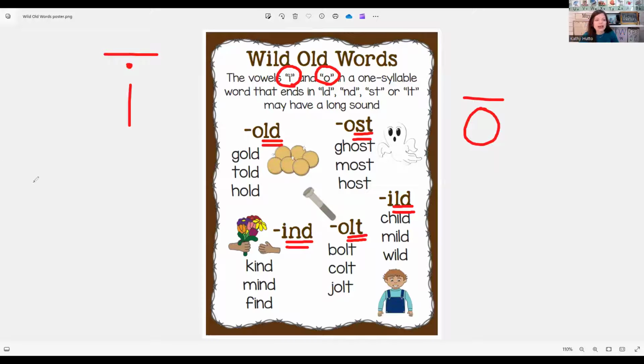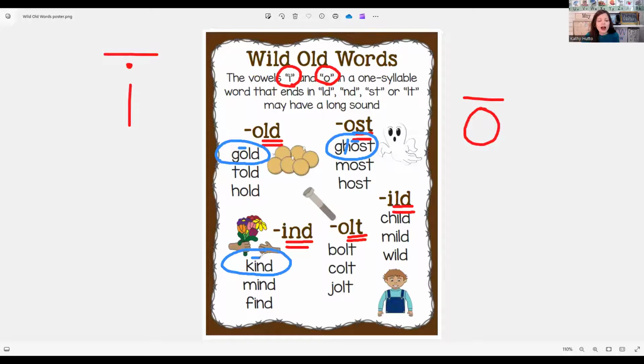Let's look at these example words. G, old, gold, gold. How about this one? By the way, I see an invisible letter H. I'll mark it. It doesn't make a sound. G, ost, ghost.